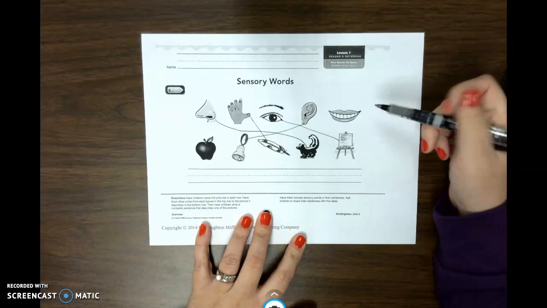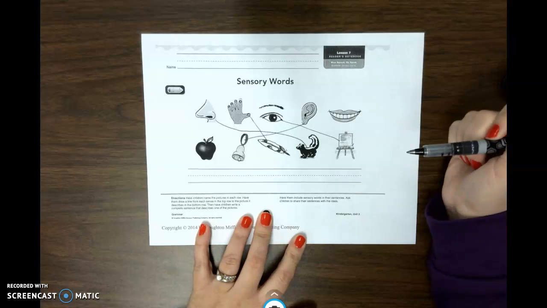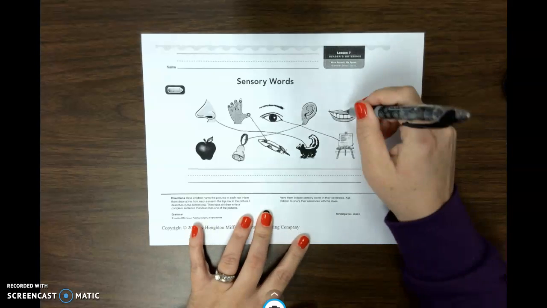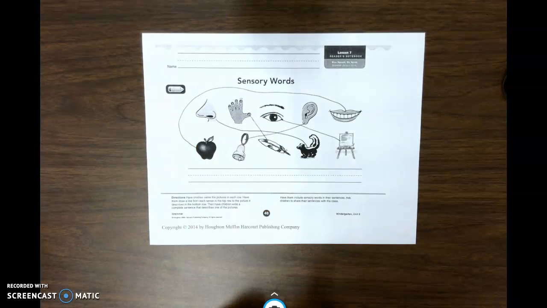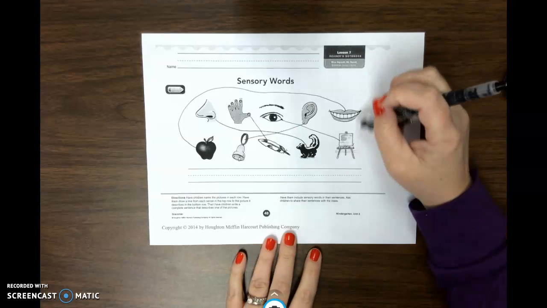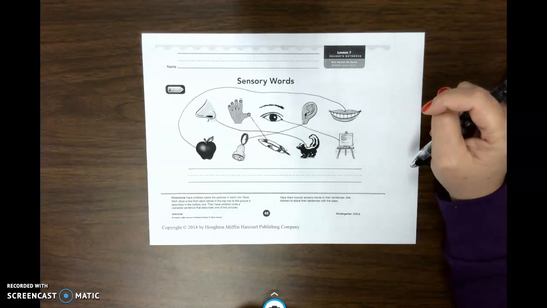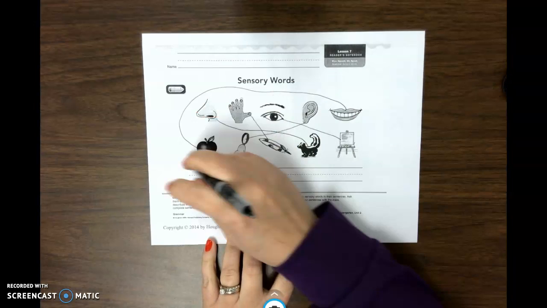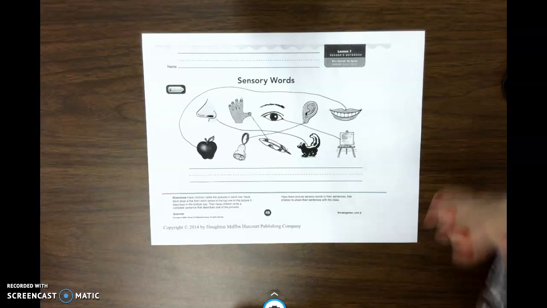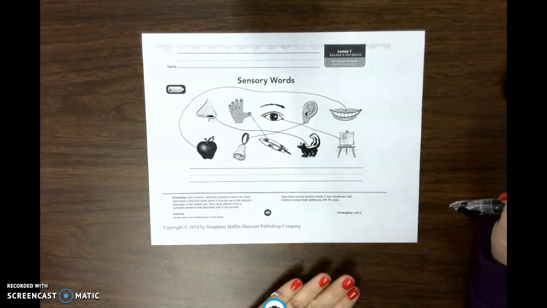And then last we've got a mouth that we use to taste. What could we taste? We could taste an apple. I'm going to take the long way around and draw a line to that apple. All right, you're going to use these pictures to help us build a sentence to write. We're going to choose one of our senses and one of the things we can see or taste or smell or hear with those senses, and we're going to build a sentence.